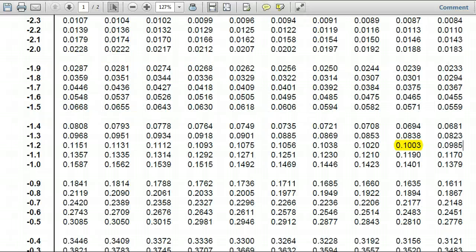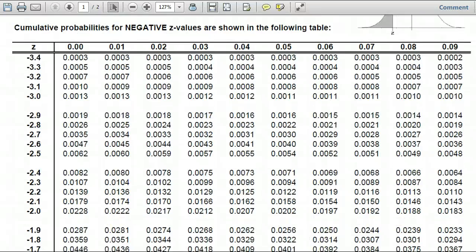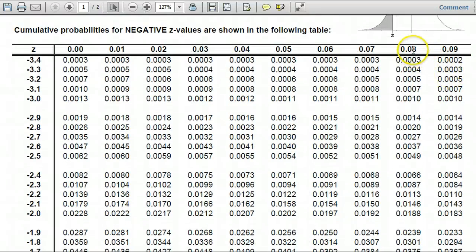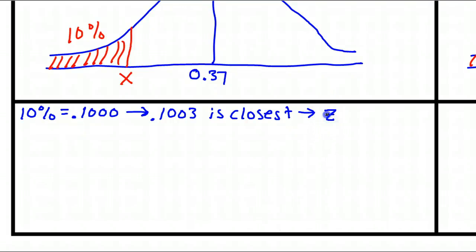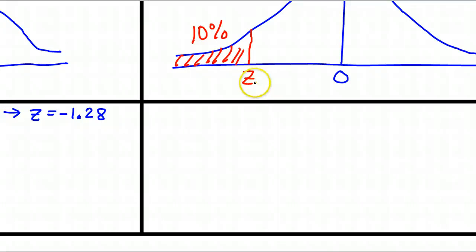So this is going to give me my z-score. If I look to the left, I see negative 1.2. Negative 1.2 what, you say? Well, then I look up. 8. So it's negative 1.28. That's my z-score. So this gives us a z-score of negative 1.28. We're halfway there. We just found the z-score. So let's put it on the z-score picture. So this is negative 1.28.